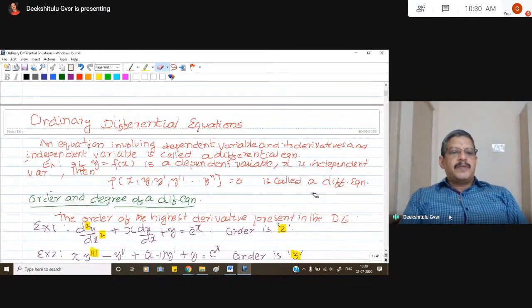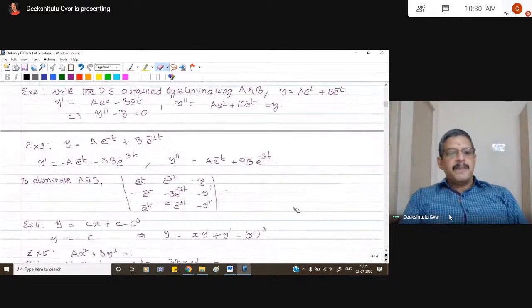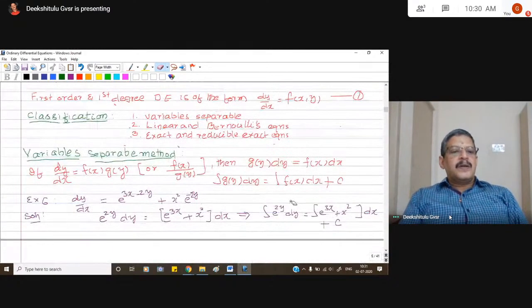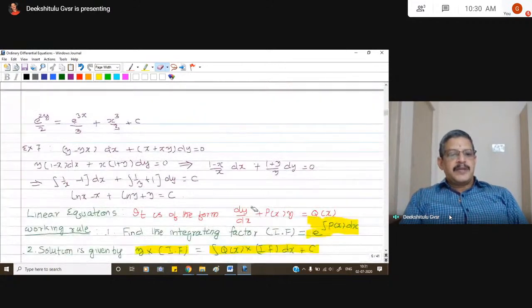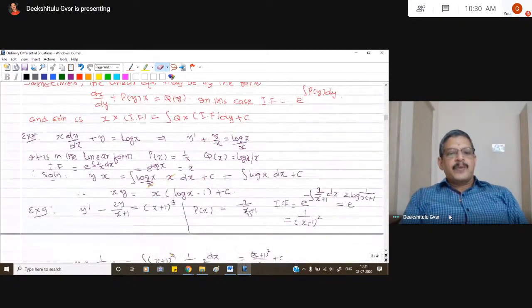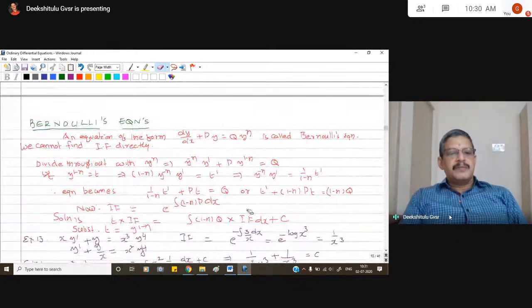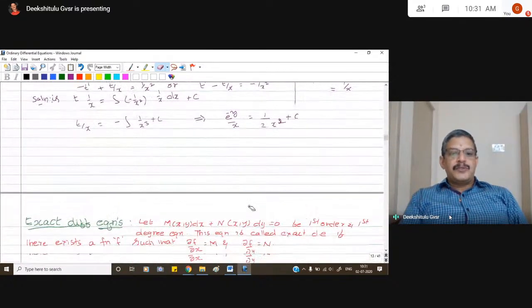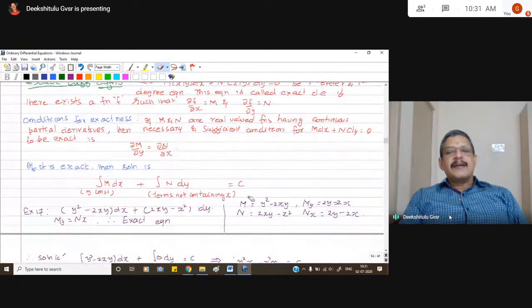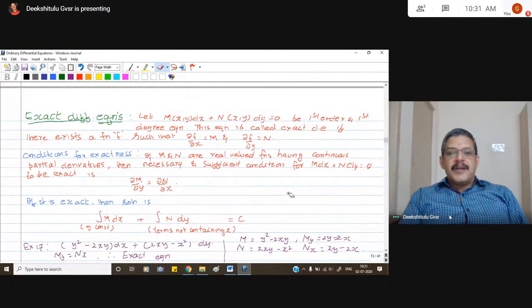So this is what all we have done briefly. First order, first degree equations. We have considered the variable separable method, and then classification of these first order, first degree equations. Second one is linear equations. We have done some problems on this, and then we have seen Bernoulli's equation. Then equations reducible to Bernoulli form, exact differential equations. We are dealing with now exact differential equations, and a couple of methods we have completed in this.